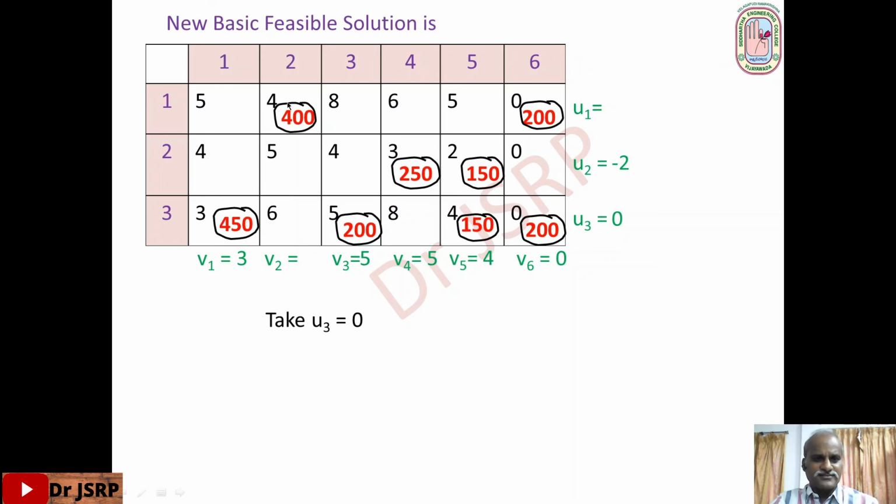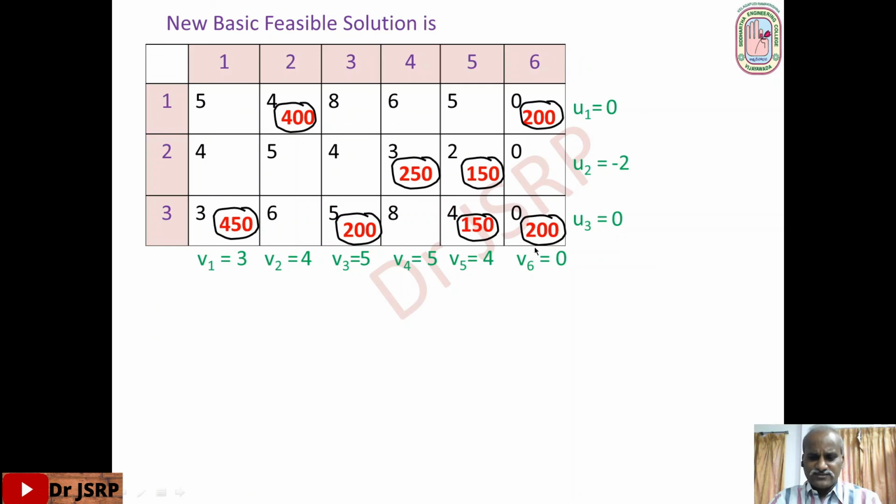Next, consider this (1, 2) cell. Cost 4, U1 unknown, V2 unknown. So next, consider this cell. U1 unknown, V6 known. So how do you find U1? Cost 0 minus V6 0, that is 0. So U1 is 0. Now consider this cell. Cost 4 minus U1 0, that is V2 equal 4. So all V's are obtained, U's are obtained. So these are U values and these are V values.